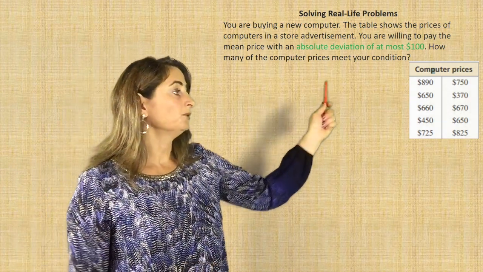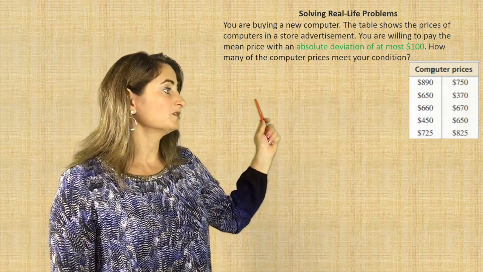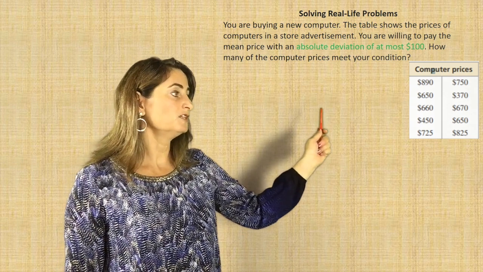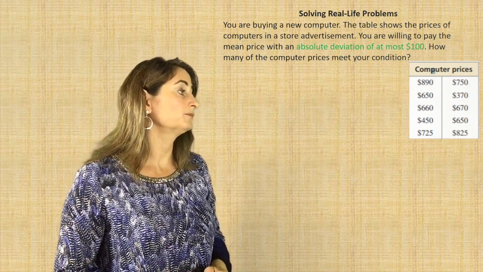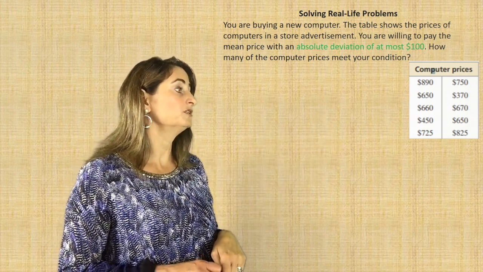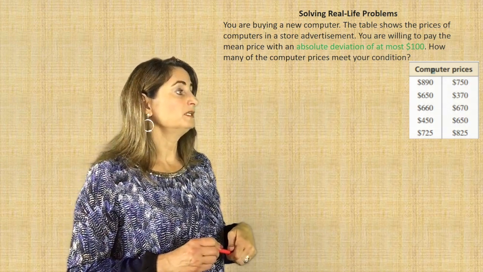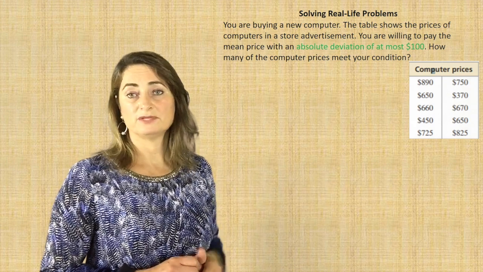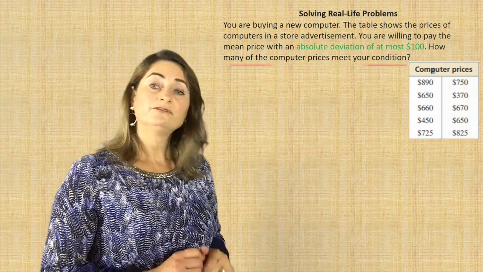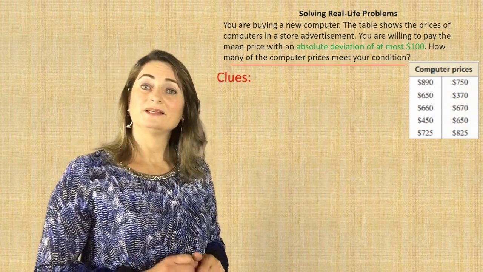You are buying a new computer. The table shows the prices of computers in a store advertisement. You are willing to pay the mean price with an absolute deviation of at most $100. How many of the computer prices meet your condition? And you will know that from the table. Look for your clues to write the inequality.